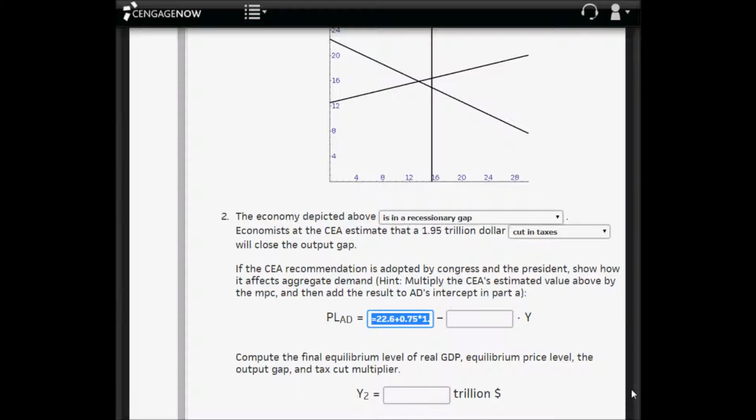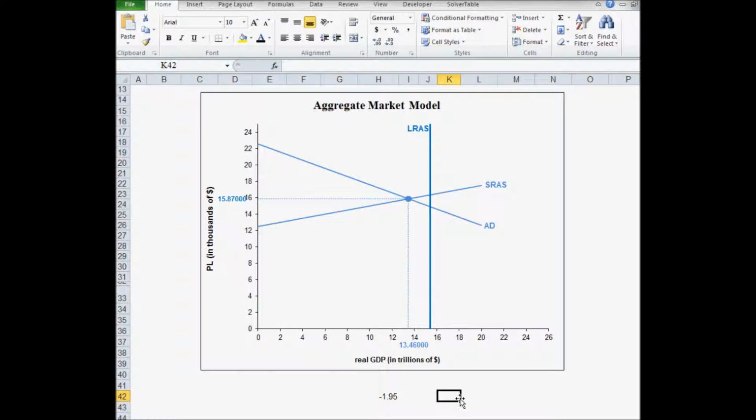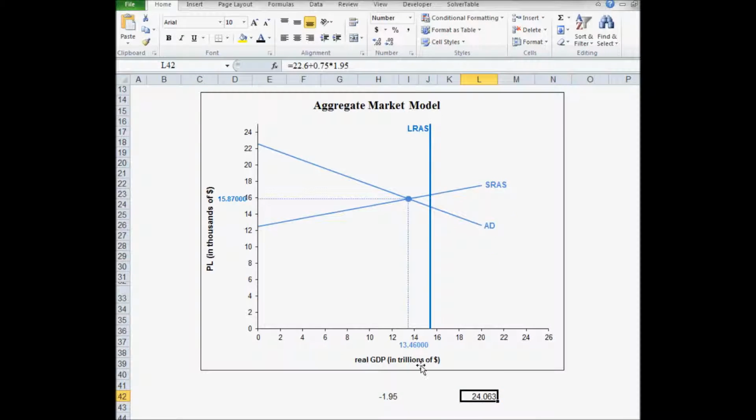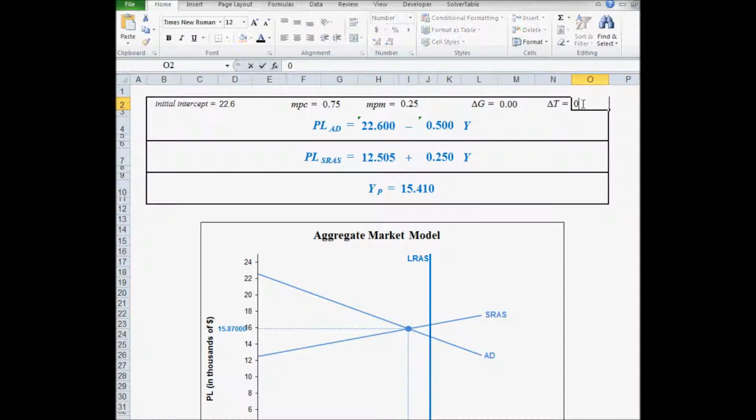To compute it, I'm going to copy it into Excel. And it looks like the new intercept, to 3 decimal places, is 24.063. To verify that the new intercept is 24.063, I'll copy this tax cut into the simulation. Make it negative first, because it's a tax cut. And the gap should be closed down here when I hit enter.